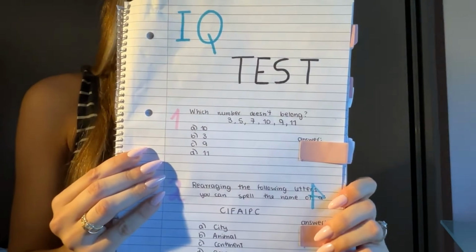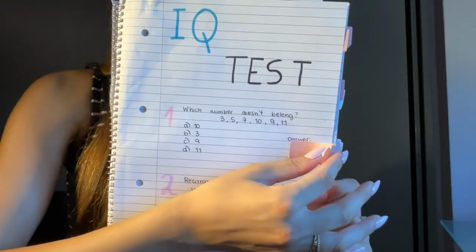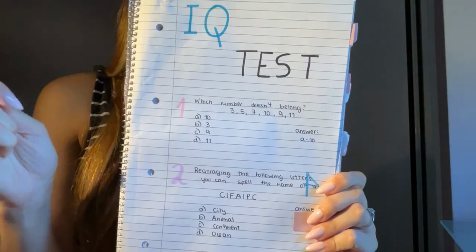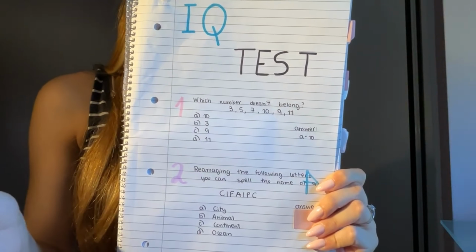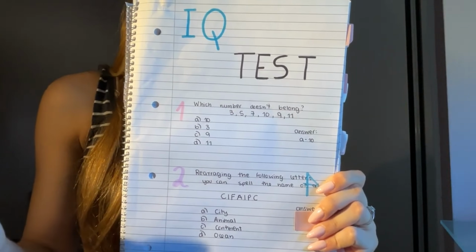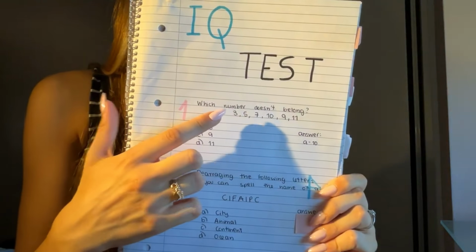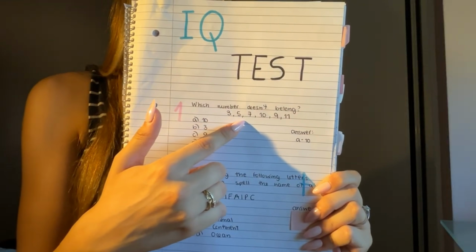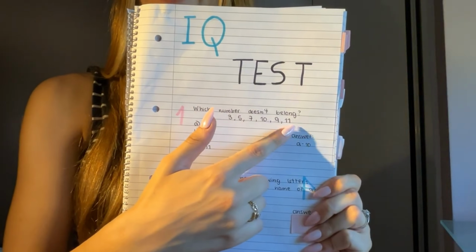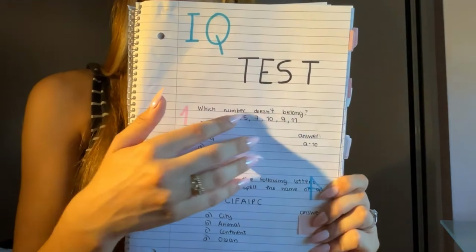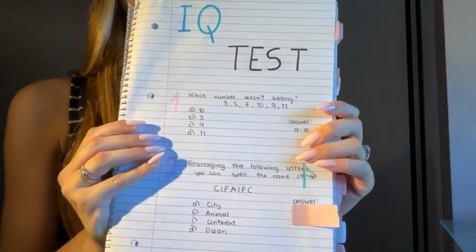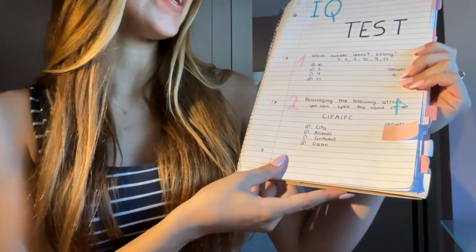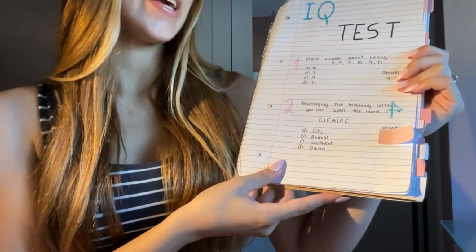Okay, should we reveal the answer? The correct answer for question 1 is option A, 10. 10 is the only even number in the sequence, and you also get the following number by adding 2 to the previous number. So we have 3 plus 2, 5, plus 2, 7, plus 2, 9, plus 2, 11. So 10 is the odd one here. Great job.